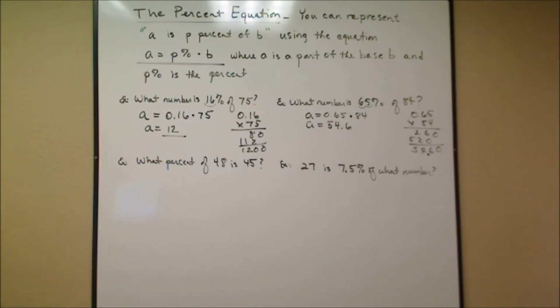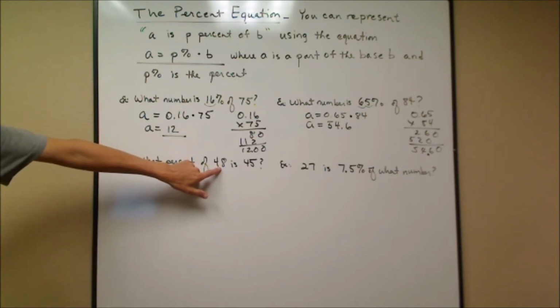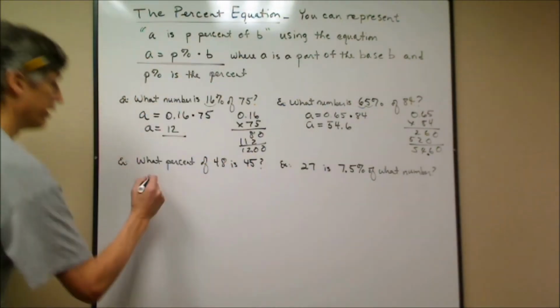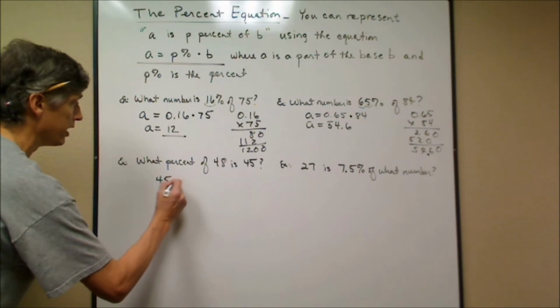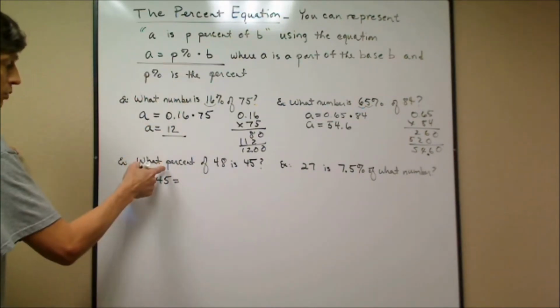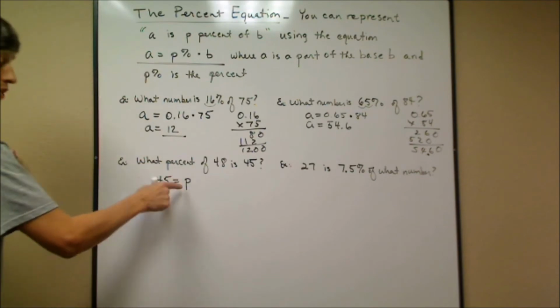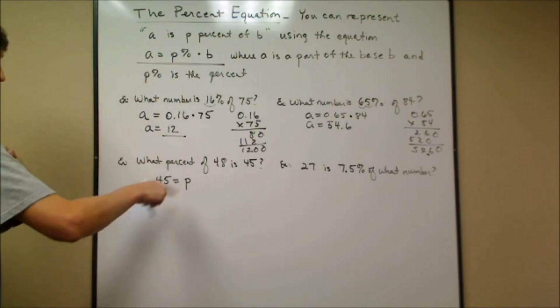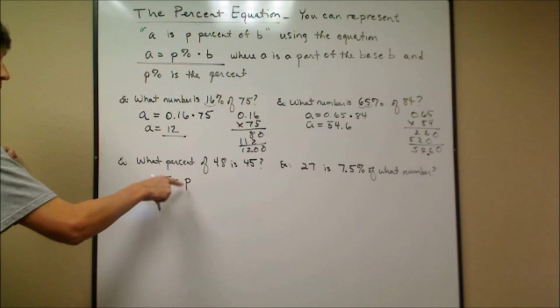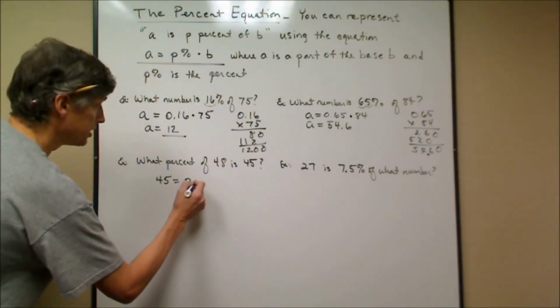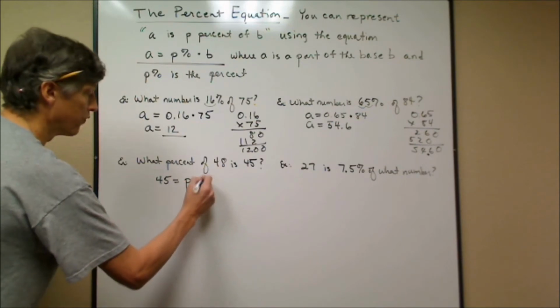Now we're going to change the problem. Instead of saying what number is, we're going to find what percent of 48, that's my base, is 45, that's my part. So using this, I get 45, that's the part, equals my percent. This is what we don't know, so I'll call it P. Now remember, this is a percent. When I get done with my arithmetic, I'm going to have a decimal, and I'm going to have to change it and put it into percent form. And then this is times the base, which is 48.